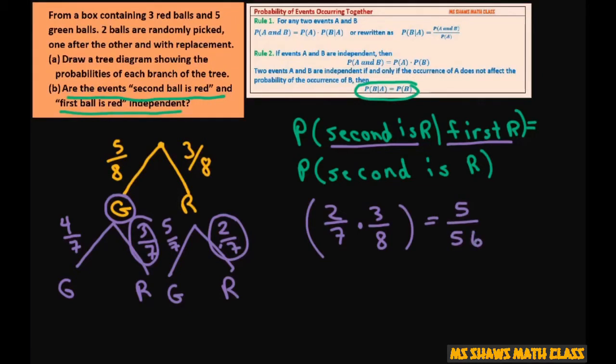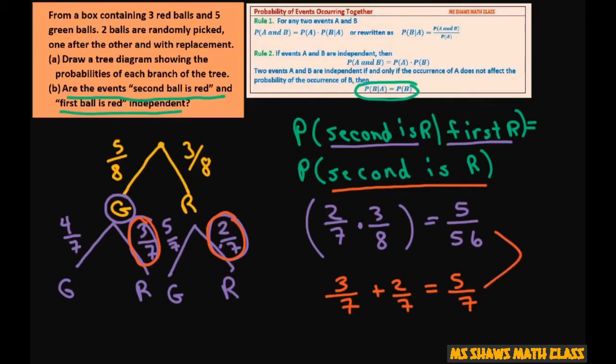Now, the probability that the second is red is these two. So we just want the second is red. So that equals 3/7 or 2/7. And that's going to be 5/7. And these two don't equal, so they're not independent.